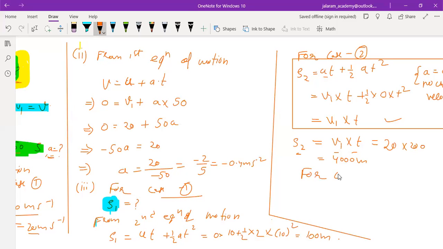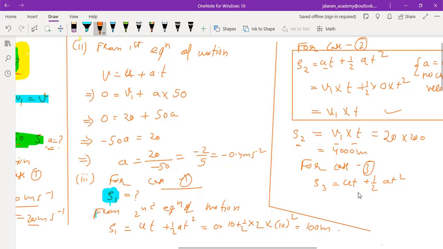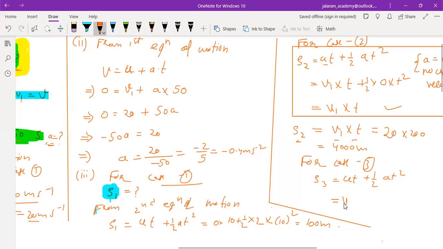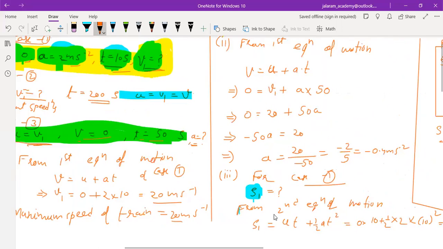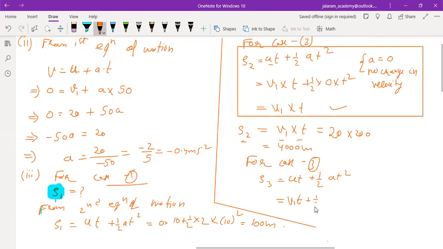And now we will find it for case 3 using the second equation of motion again. S3 equals ut plus half at square. Now u means v1 this time. We already have written this in case 3. u equals v1. Time is t plus half. Acceleration, there is no acceleration. We can represent it by a1 also, as a means acceleration in first part, so it can confuse. So write it as a1. a1 is the retardation into t square.